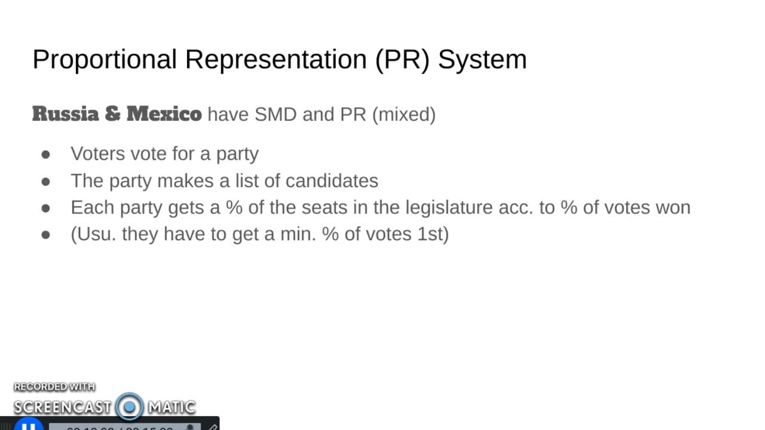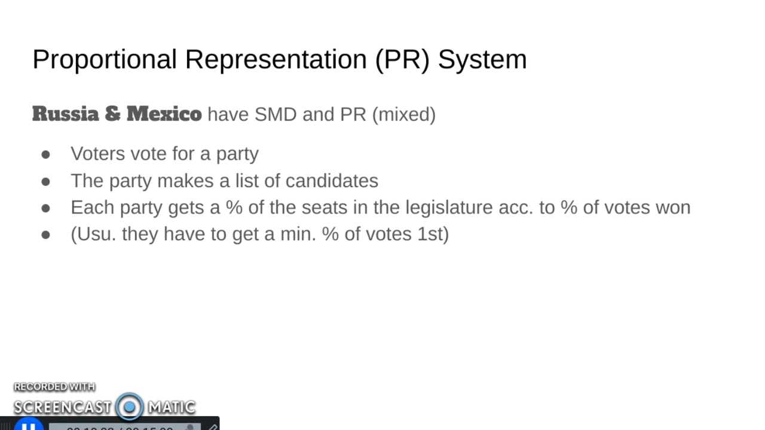As mentioned, Mexico and Russia are the two COGO 6 cases that use PR, proportional representation, but they also start out with single-member districts, so they use both. It's mixed. So voters vote for a party, the party makes a list of candidates, and the candidates get to be seated depending on the number of seats that that party wins.